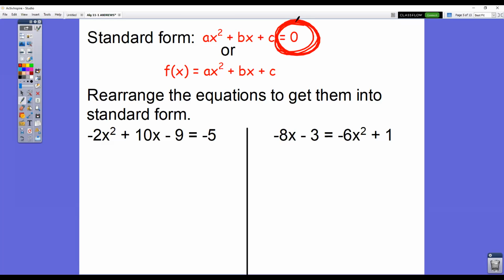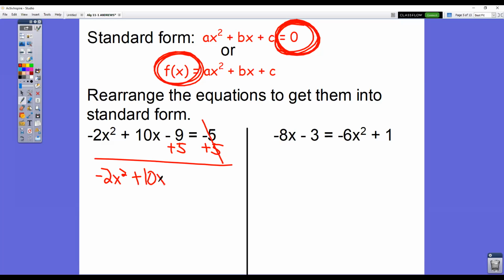Sometimes they have it set equal to 0. Sometimes they have it set equal to f of x. But we want all of the terms onto one side. Now, the easiest way to do this first one, notice that we have 3 terms on this left-hand side, but only 1 on the right-hand side. So it would be easiest in this one to just go plus 5, plus 5. Therefore, these would cancel out. We didn't do anything to the negative 2x squared. We didn't do anything to the plus 10x.